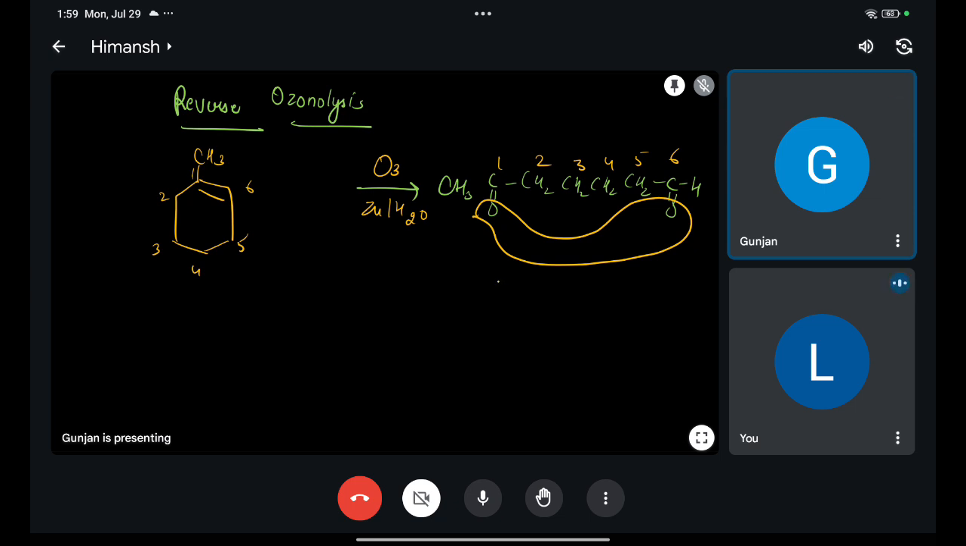Reverse of the ozonolysis, we are saying: the product is given to you, and you have to give the reactant. Okay, is it clear or no? Yes, ma'am, clear, ma'am. Got it.